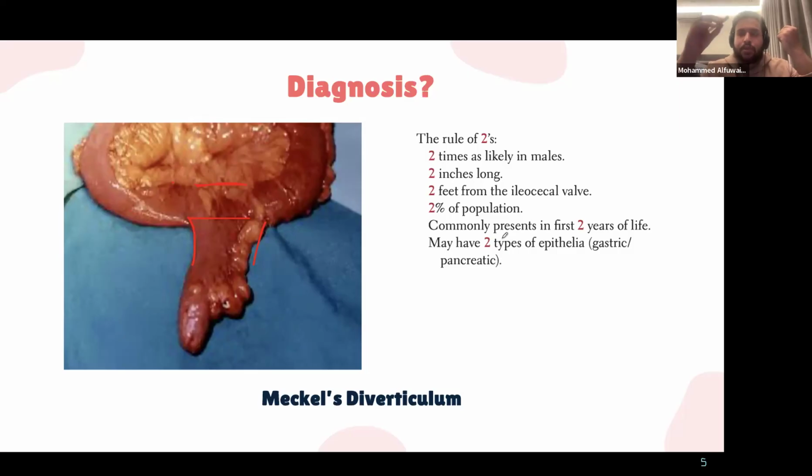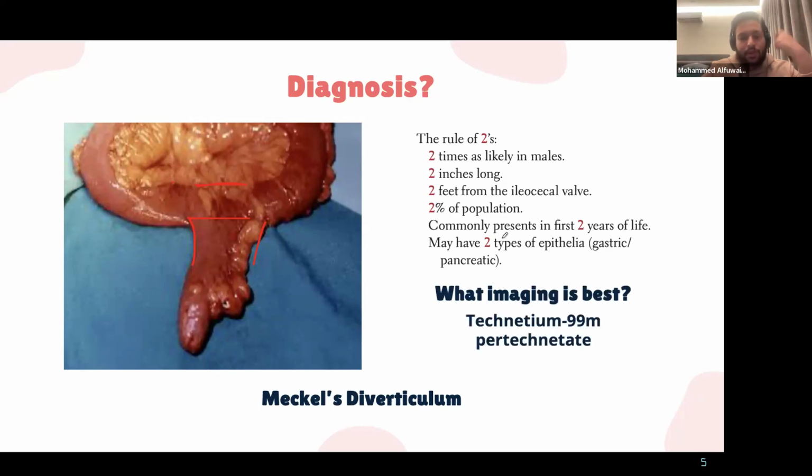And how do you diagnose it? What's the diagnostic test? Meckel's scan, which is what? Nuclear scan, good. Which is the technetium-99m pertechnetate, okay? Which is this one. This is high yield. Remember this, okay? Very high yield, okay? So this is Meckel's diverticulum.